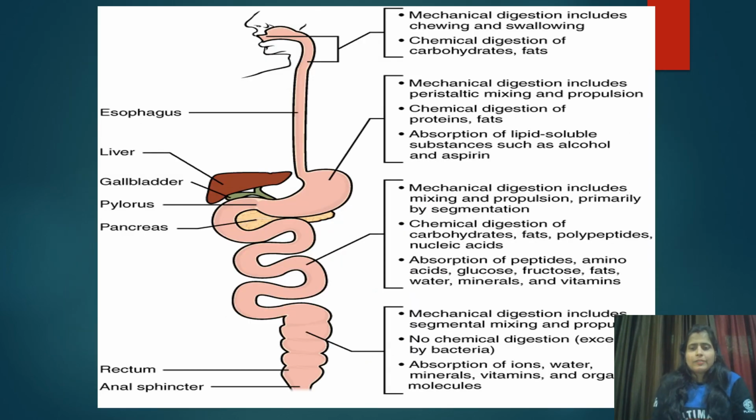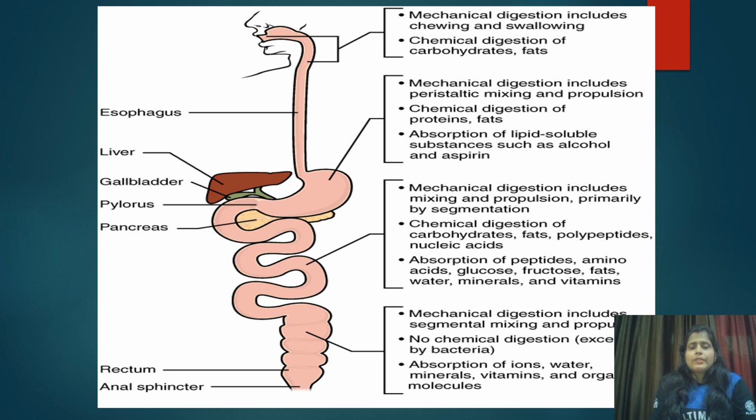So, in brief, in summary, mechanical digestion takes place in the mouth, which includes chewing and swallowing. Chemical digestion also takes place in the mouth, which includes the digestion of carbohydrates and fats with the help of salivary amylase. In the stomach, mechanical digestion also takes place, which includes peristaltic mixing and propulsion. Then we have chemical digestion of fats and proteins in the stomach, and simultaneously absorption of lipid soluble substances also in the stomach.